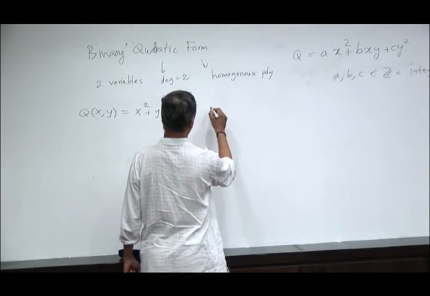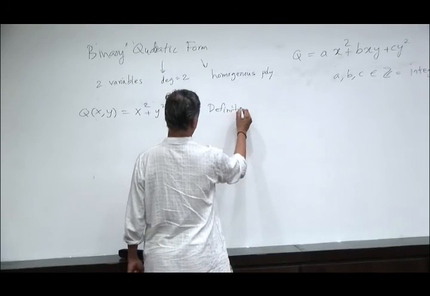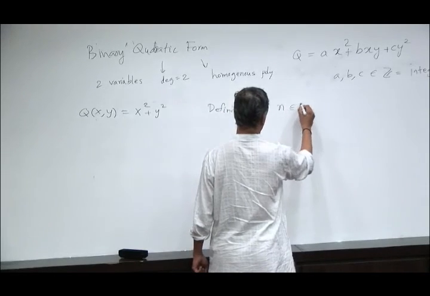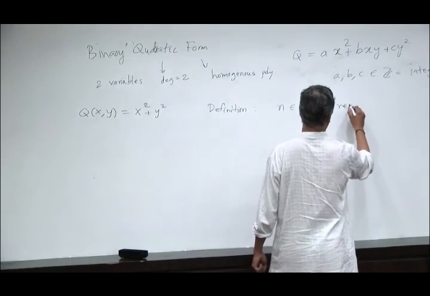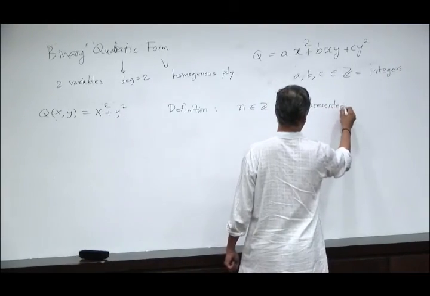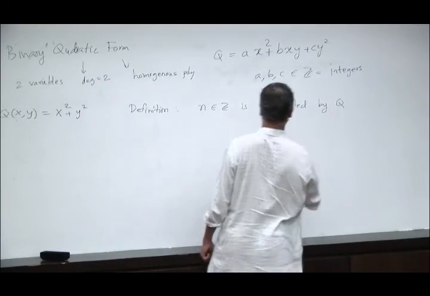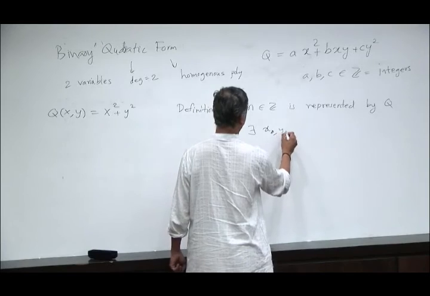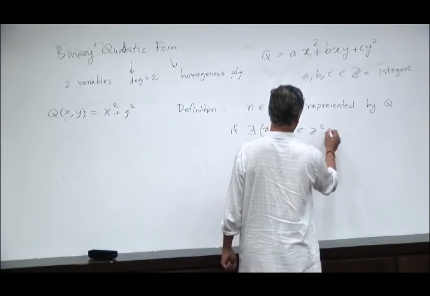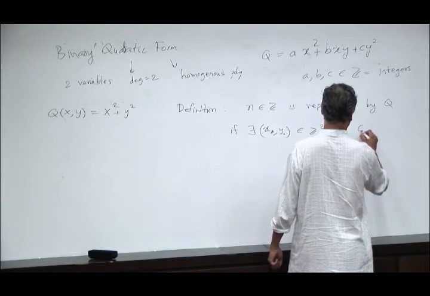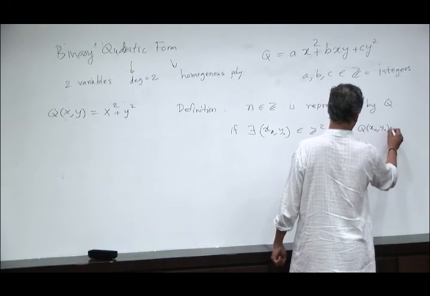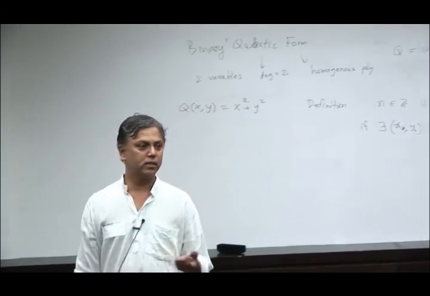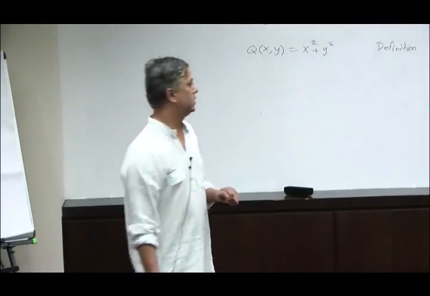So here is another definition. We say that n, an integer, is representable or represented by Q if there exist integers x naught, y naught in Z square such that Q of x naught, y naught is equal to n. So this is more general than asking for primes as sum of two squares. One is asking which integers are sum of two squares.